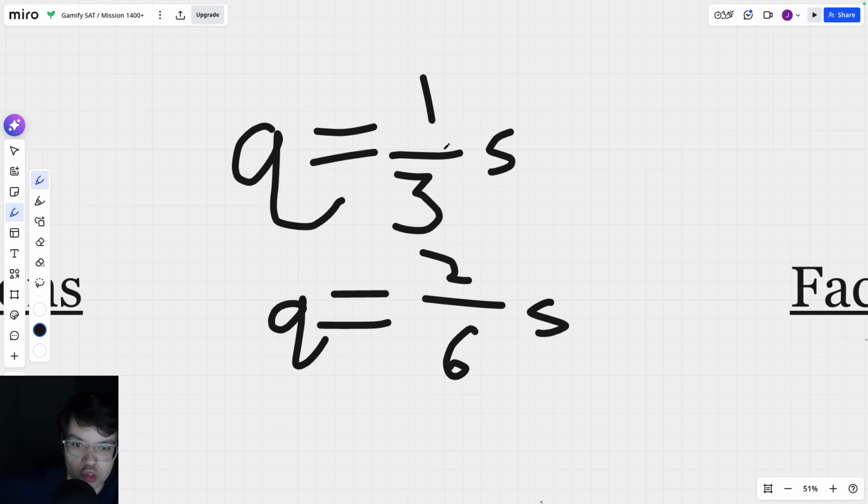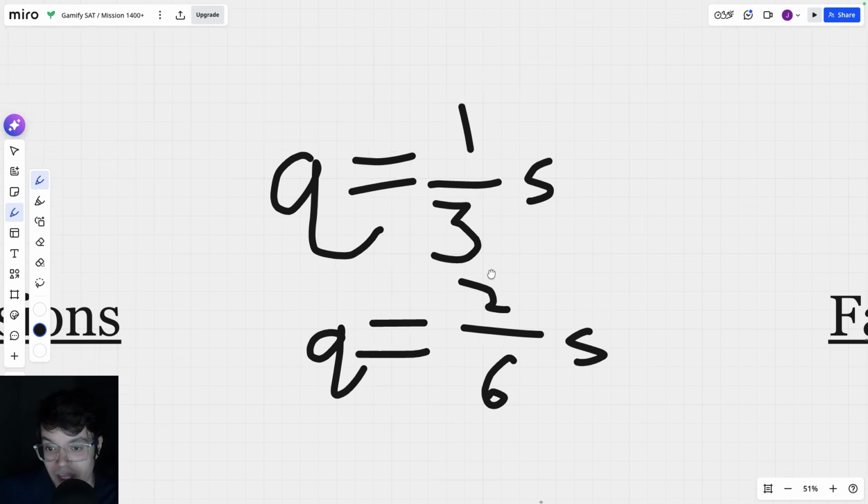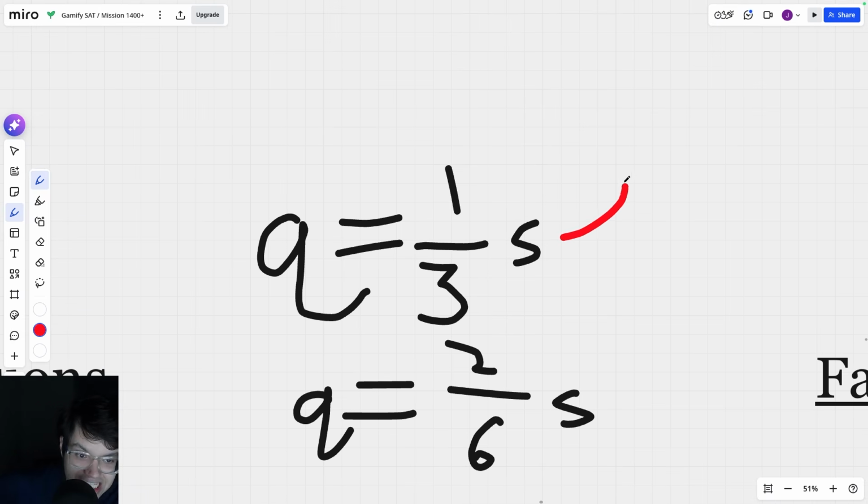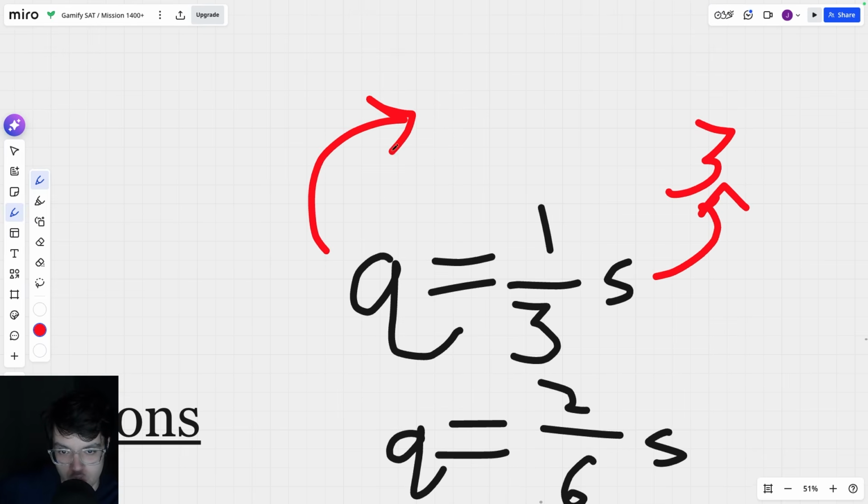If you multiply both of these by 2 divided by 2, that'd be 2 over 6 for what you get instead. You can also check this by putting in different values for each of these. We could say that s is equal to, let's just say, 3. In that case, q would, of course, be equal to 1.